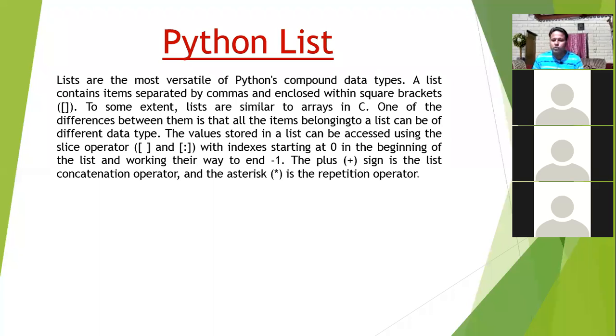The values stored in the list can be accessed using a slice operator. Like in the string example, for accessing characters we use the slice operator. 2 colon is a slice operator, which retrieves all the elements after index 2. The index starts from 0 at the beginning of the list, and the plus sign is the list concatenation operator, used for joining two lists.